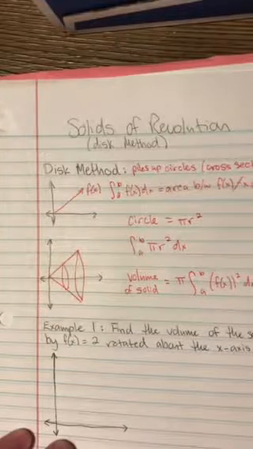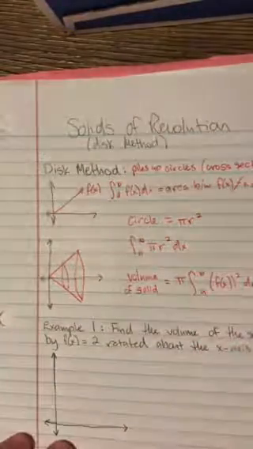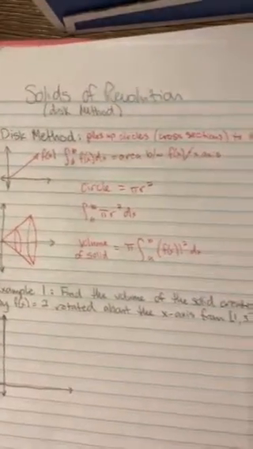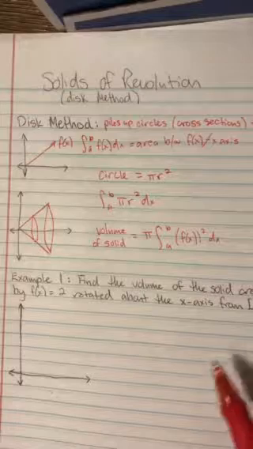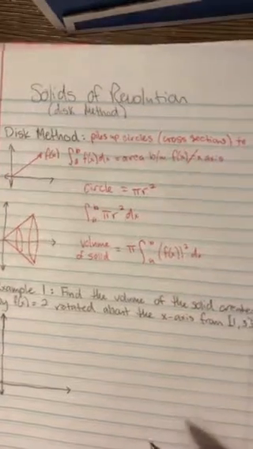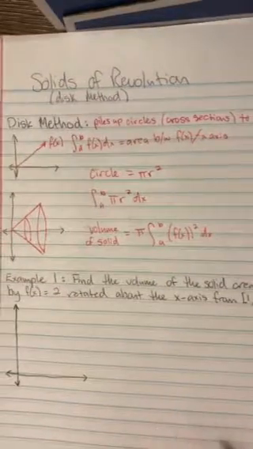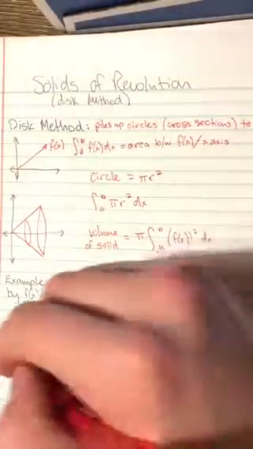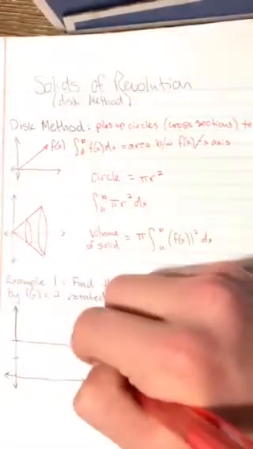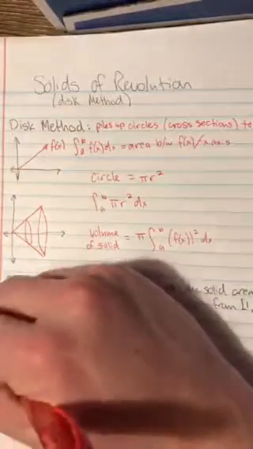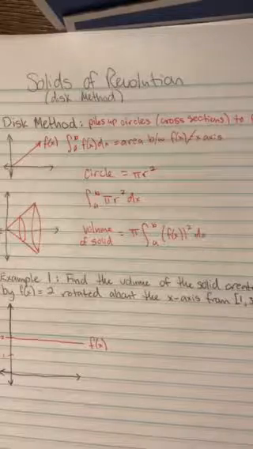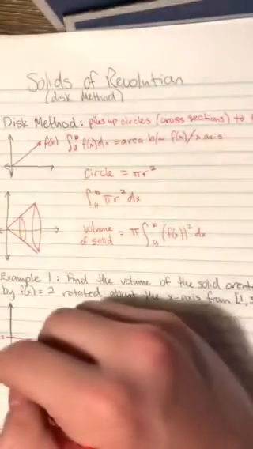So for the first example, we're going to find the volume of a solid created by f of x equals 2 rotated about the x-axis from 1 to 3. The first thing you're going to want to do is graph it. So if we have 1, 2, that's our f of x. It's going to rotate about the x-axis.